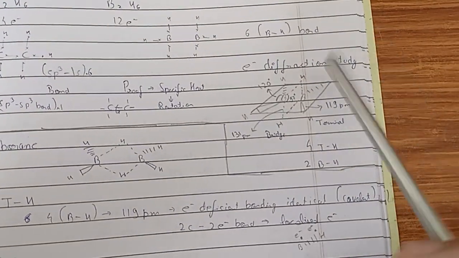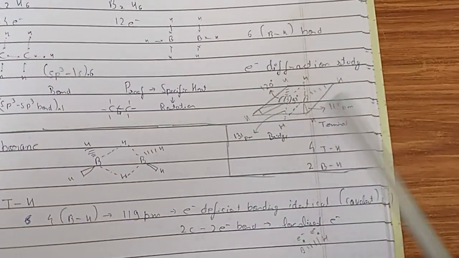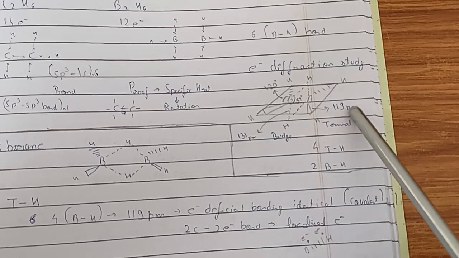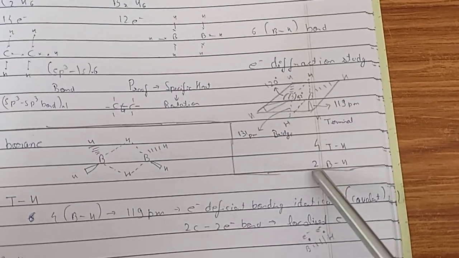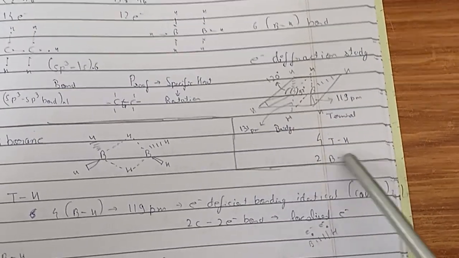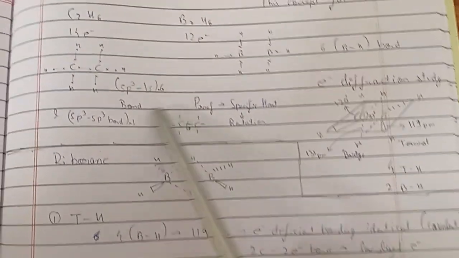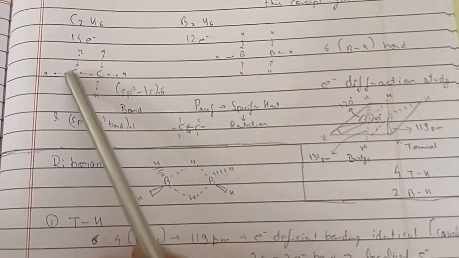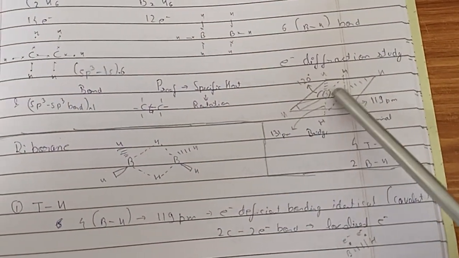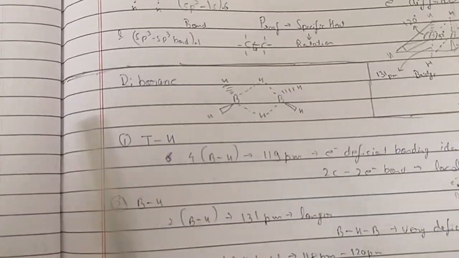Now this is all theoretical, so no need to remember anything. 119 picometer is the bond length for the terminal bond, 131 for the bridge bond. How do we know it? Proof is specific heat rotation, because the carbon single bond spins properly, whereas this is not spinning. But we do not have to know that stuff.